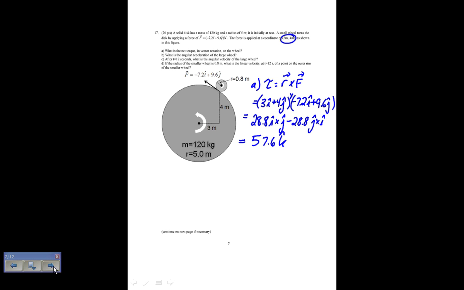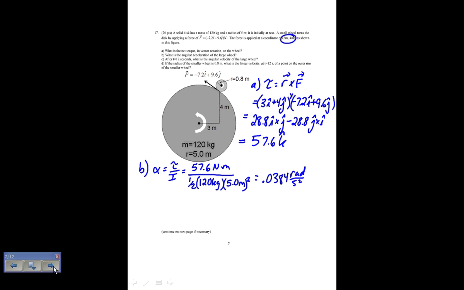What is the angular acceleration? So in part B, I need to know the angular acceleration. Alpha is equal to the torque over the moment of inertia. The torque is 57.6 newton meters. And then the moment of inertia I have to determine. It's a disk, so the moment of inertia is 1/2 mr squared. That's 1/2 of 120 kilograms times the radius squared, 5 meters. And that's equal to 0.0384 radians per second squared.